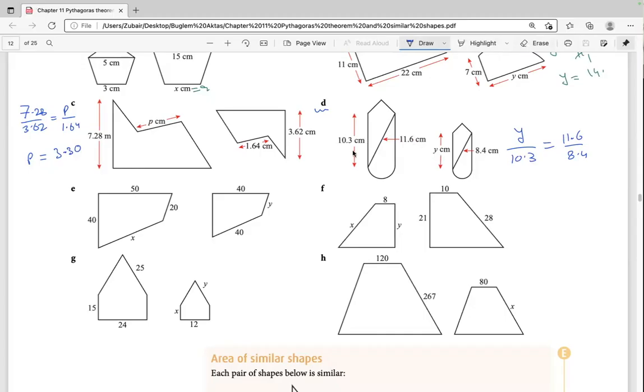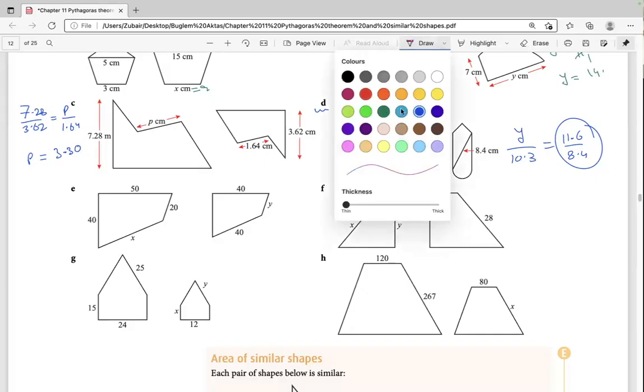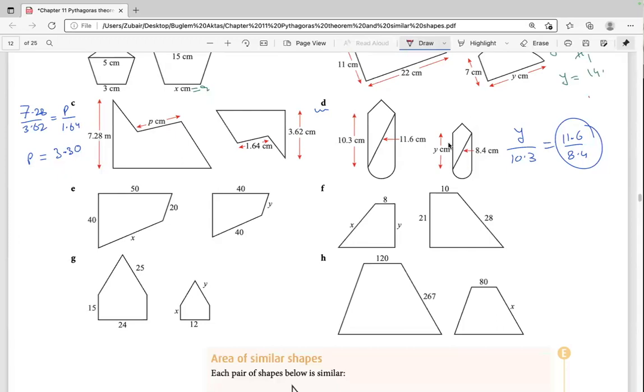And one more change. This fraction should be the other way around. So it's going to be 10.3 over y, because we chose this side first, y over 10.3, then we choose this side again. So 8.4 over 11.6.